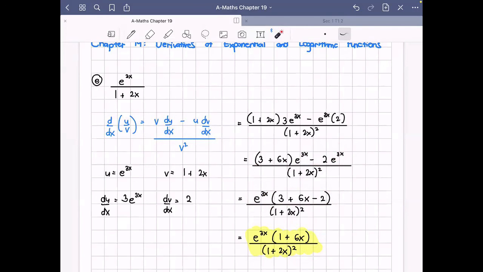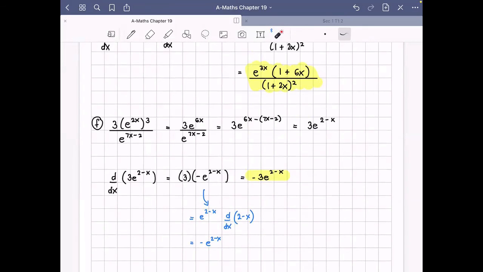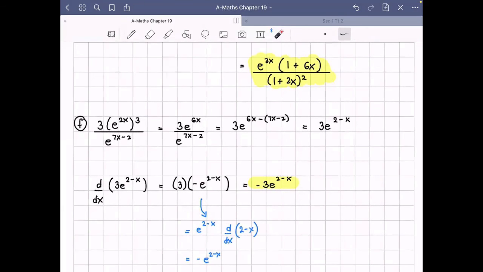So do you have any question, class, for letter E? No question? Okay. And then last example, which is simpler compared to the previous two questions. This is my last example today. So we have 3 times e raised to 2x cubed. And then this one is over e raised to 7x minus 2. Now, you don't have to apply quotient rule here. Why? Because later on, we can just put this on top.